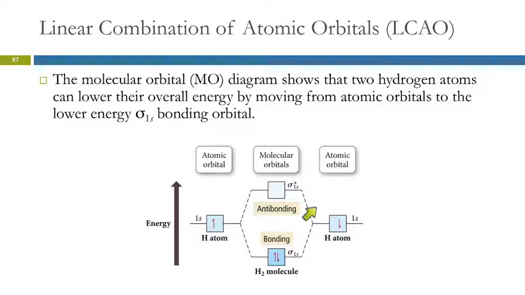And when these atomic orbitals combine into molecular orbitals, we get one bonding orbital that's lower in energy and one anti-bonding orbital that's higher in energy. Each of these orbitals can hold 2 electrons. This hydrogen atom had 1 electron. This hydrogen atom had 1 electron.